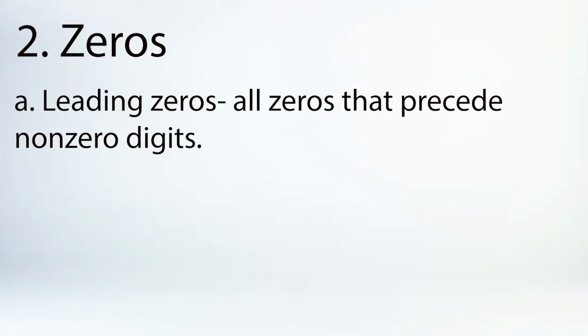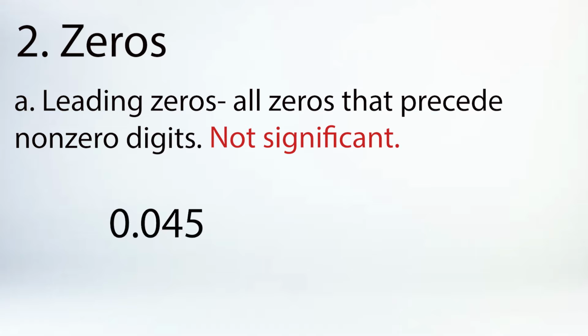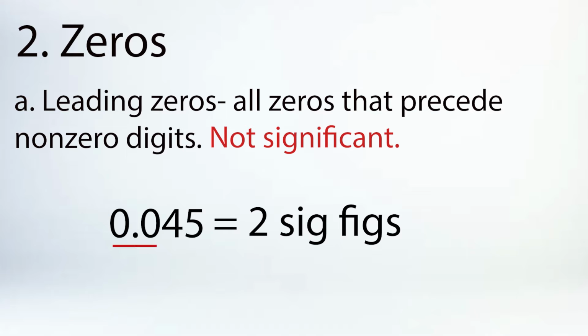The second rule is in reference to zero values, and there are 3 sub-rules when it comes to zeros that you need to be aware of. The first sub-rule is leading zeros. Leading zeros are all zeros that precede non-zero digits. These do not count as significant figures. In the number 0.045, for example, there are only 2 significant figures because we don't count the leading zeros in front of the non-zero values.